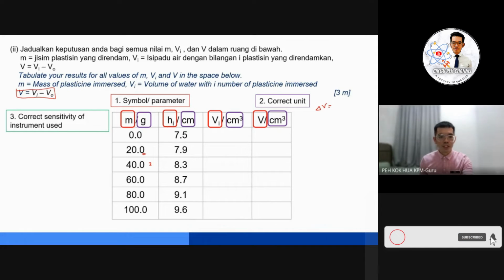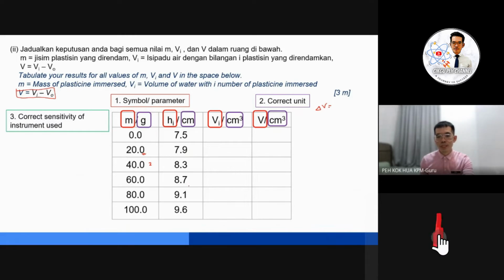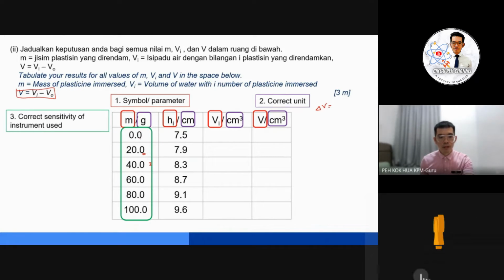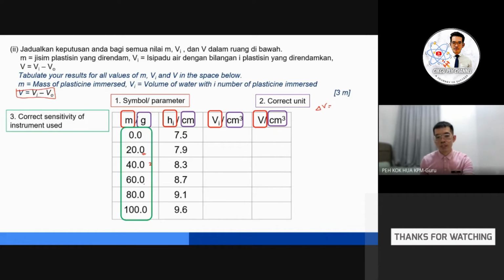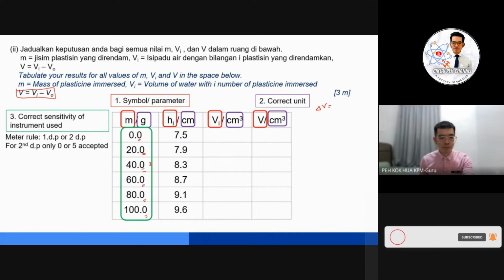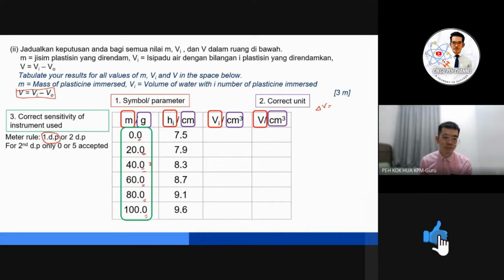And the third tip, as I mentioned, you have to give the correct sensitivity of the apparatus or the instrument used. So here we're using the meter rule. The first here, the decimal place is gram with 1 decimal place. This is already given in the checklist, you just follow. And you can see that we need to have consistency of the decimal place here. So all the readings must have 1 decimal place for the mass. And then for the meter rule, as I mentioned, you can give 1 decimal place or 2 decimal places, but the second decimal place will be 0 or 5 only.